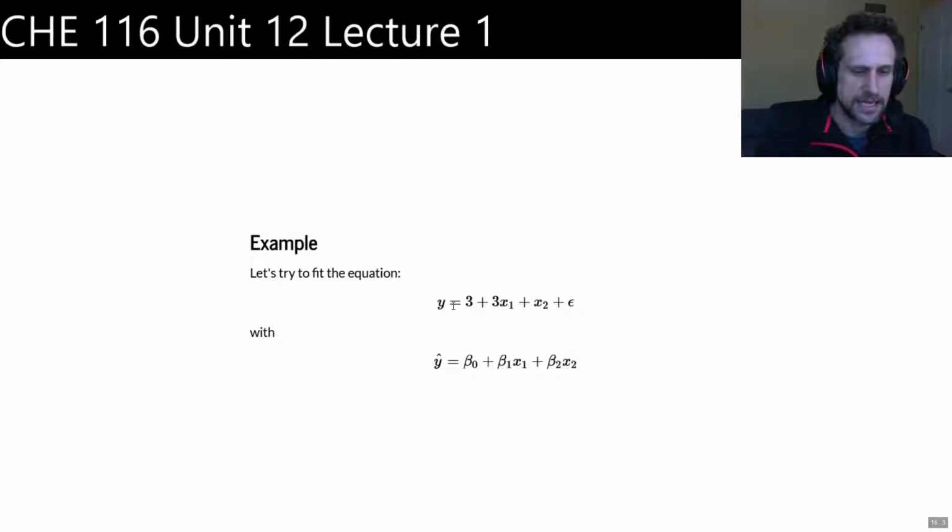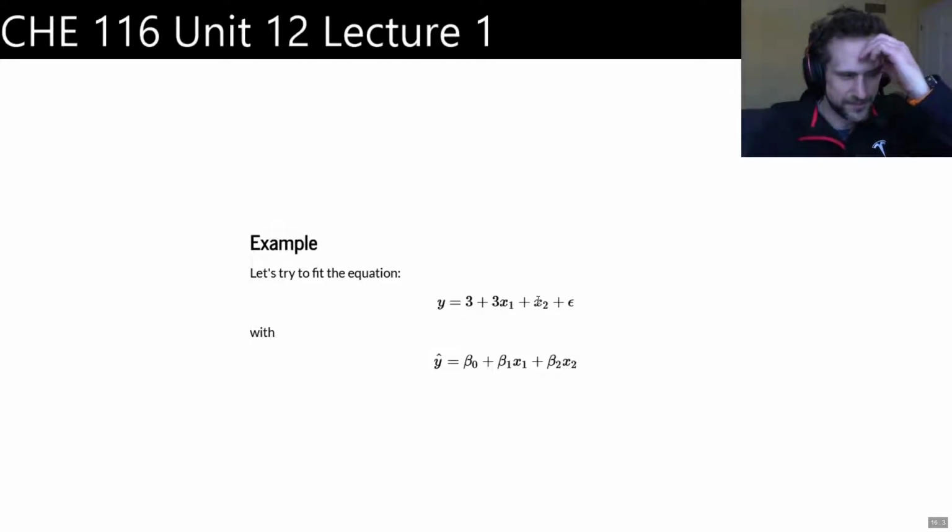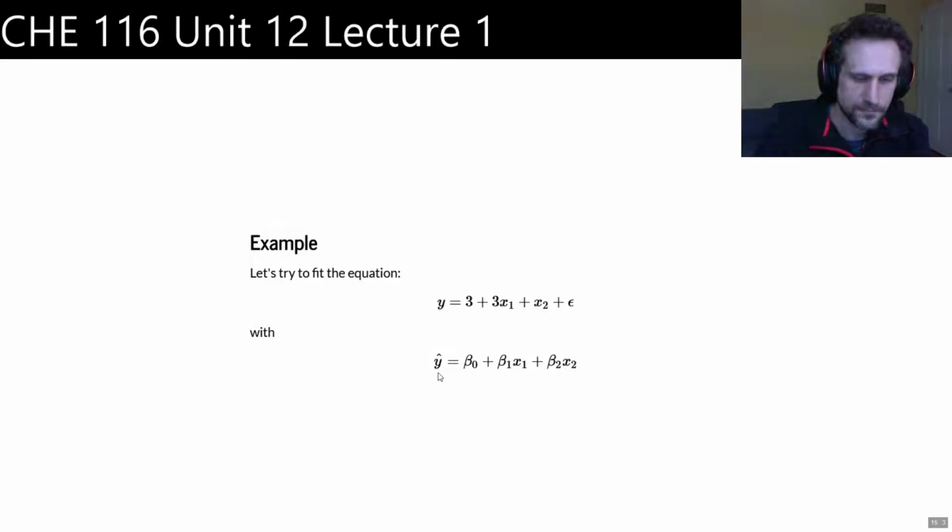So let's say I have this equation. This is me telling you secretly what we're going to try to fit. Normally you don't know what your values are. I'm telling you secretly that we have 3 plus 3x1 plus x2. Normally you're not given that information, but I'm telling you, as an aside, that's what we're trying to fit. So we're going to fit to this equation: y hat equals beta naught plus beta 1 x1 plus beta 2 x2.